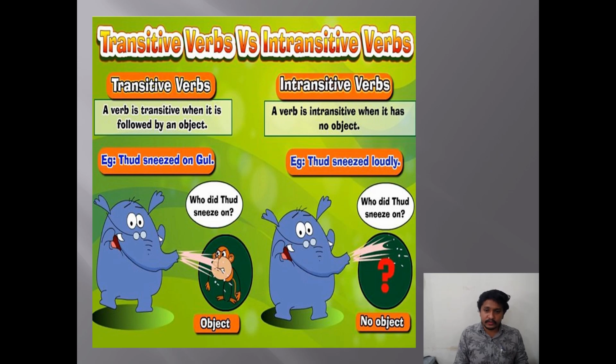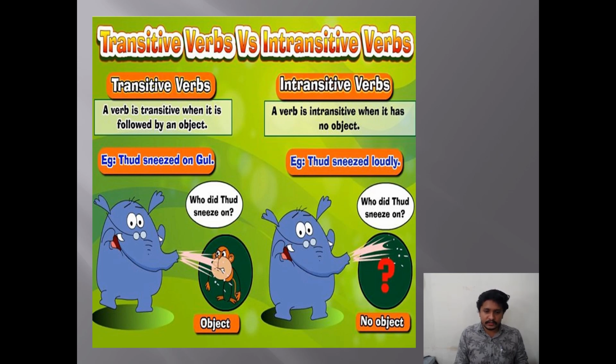Transitive verbs and intransitive verbs. A verb is transitive when it is followed by an object, as we already discussed. A verb is intransitive when it has no object. Example: Thud sneezed on Gul. So the picture is there, the elephant is there. Thud sneezed on Gul. That is the example.